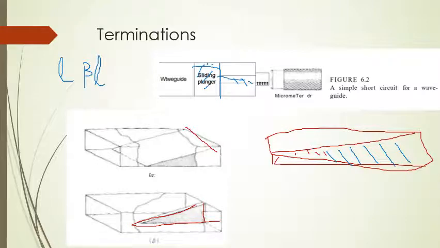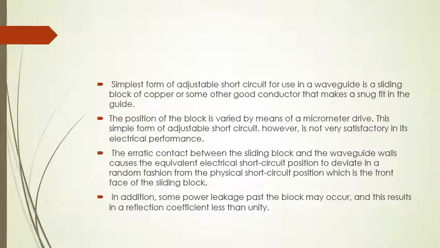So the simple construction is to have a short piece of copper snug fit inside a waveguide along with two different pieces of copper. This is the explanation for the various types of terminations. Please note this explanation we have taken from Robert Collin's book, Microwave Engineering.